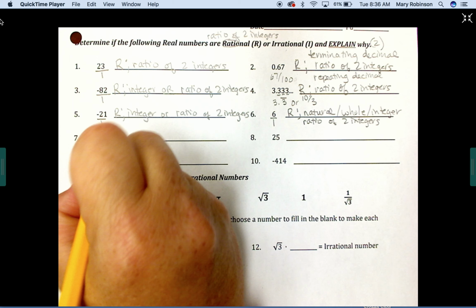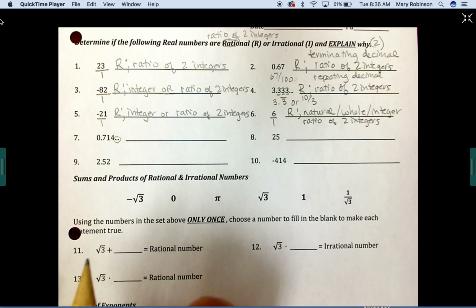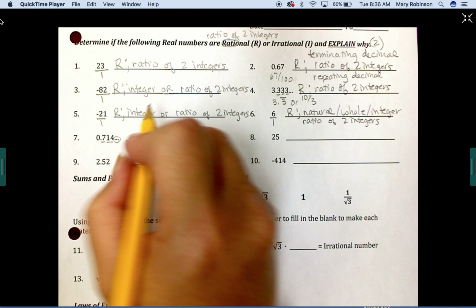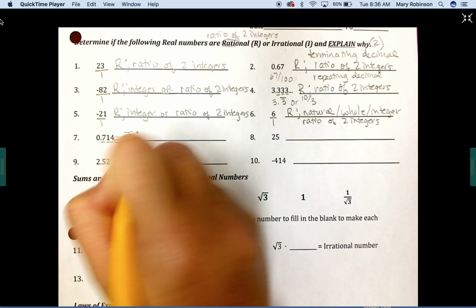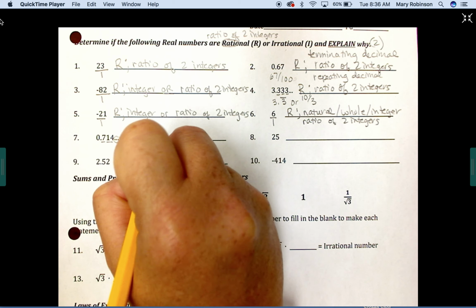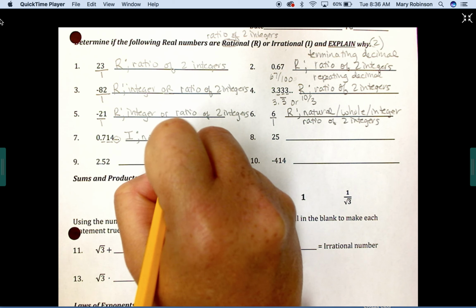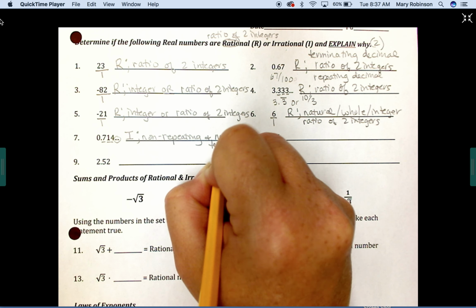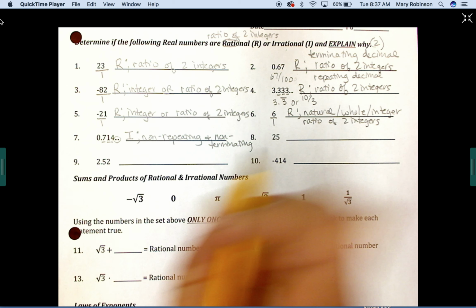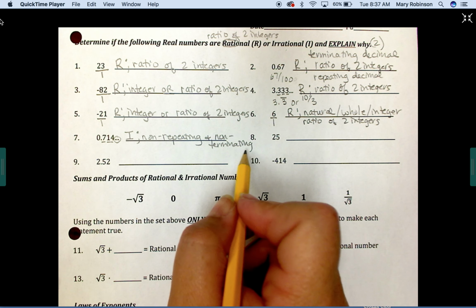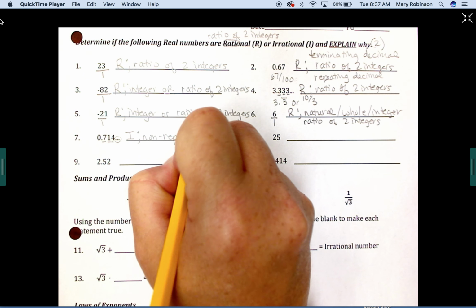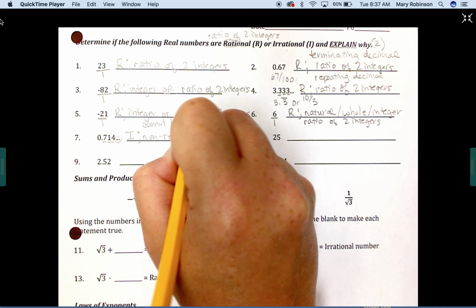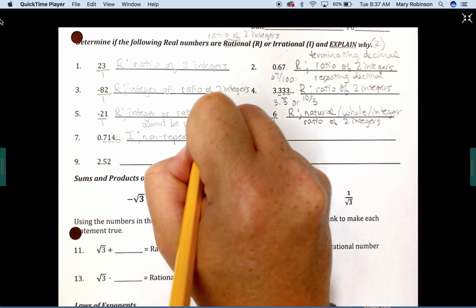Number 7, this is a non-terminating decimal, but also we notice that there is no repetition. This is when it is irrational. So it is irrational because it is non-repeating and non-terminating. So you need to either write non-repeating and non-terminating, both words, or you can say cannot be written as a ratio of 2 integers.